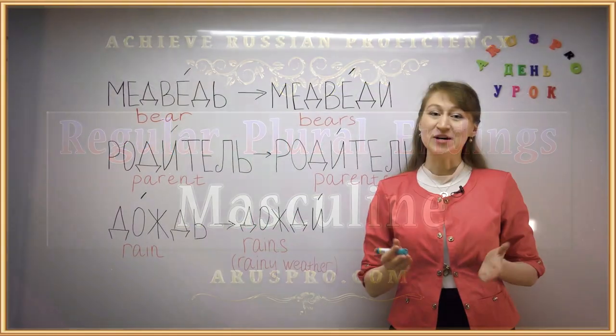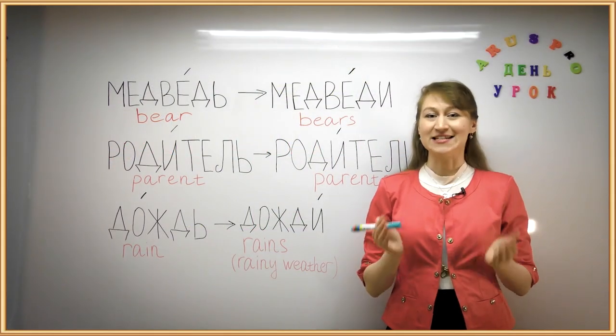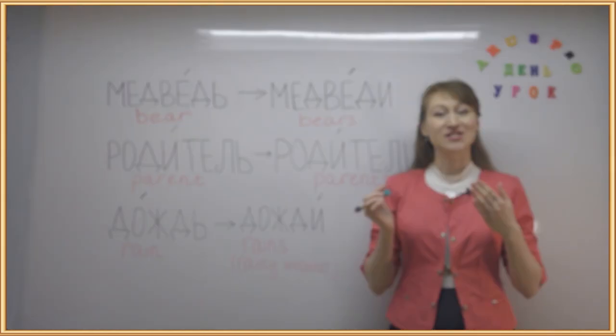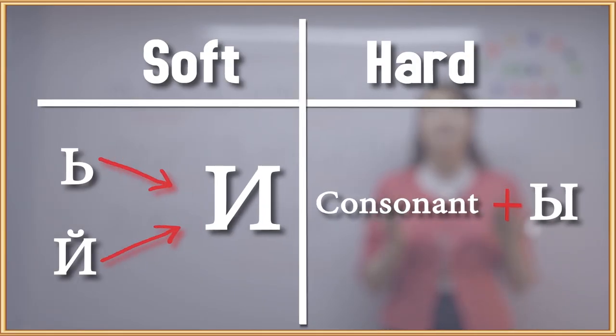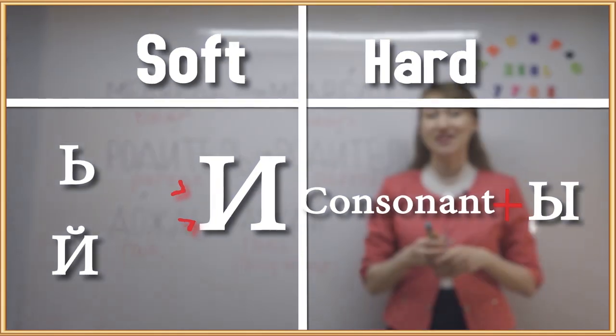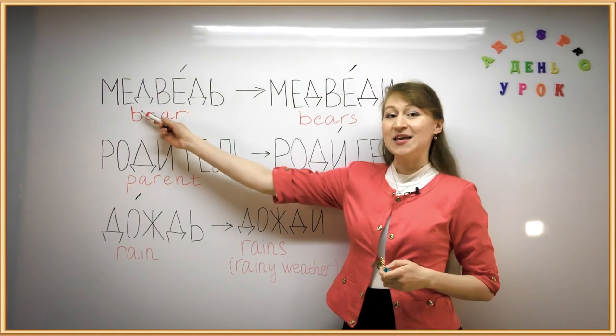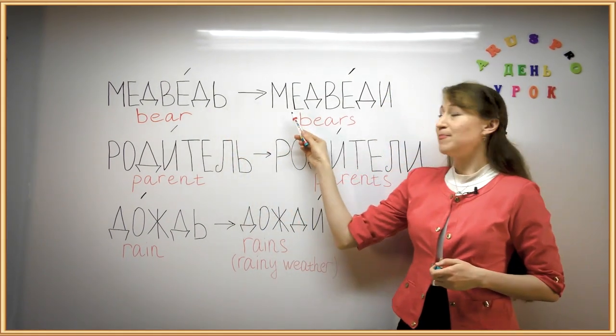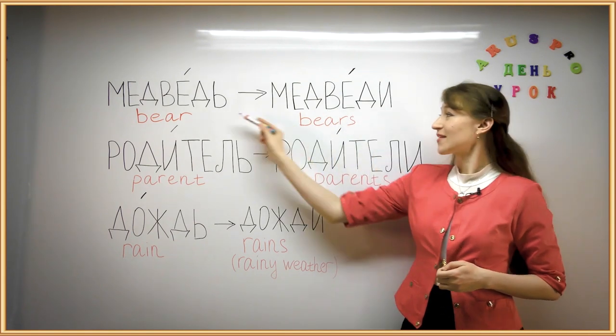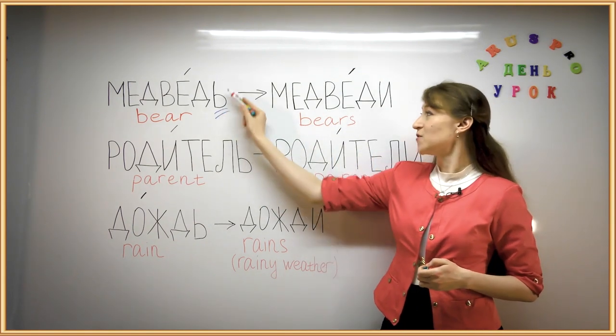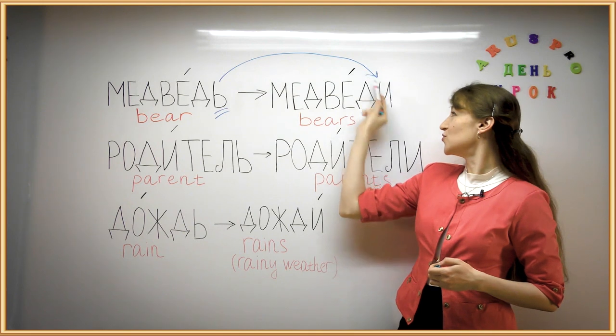Let me first tell you about masculine nouns. And here we have two variants, soft and hard. Masculine nouns that end in a soft sign or й take the vowel и as their plural ending. Let me first show you separate words as examples, and then we'll move to phrases. So, медведь, медведи. As you can see, the soft sign changed to и.